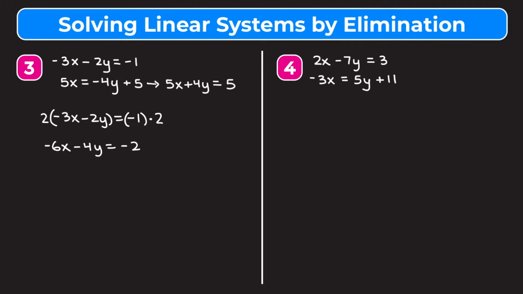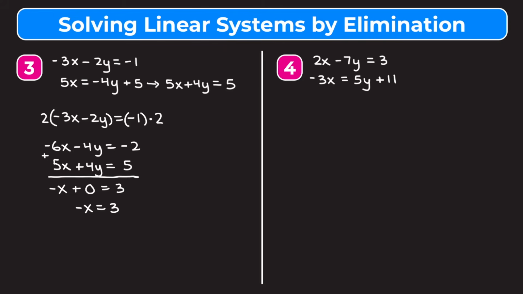And now I'm going to write our second equation under it. So 5x plus 4y is equal to 5. And now I'm going to eliminate by adding down. So negative 6x plus 5x is going to give me a negative x. Negative 4y plus 4y is just 0, so negative x plus 0. And negative 2 plus 5 is going to give me a positive 3. So I have negative x is equal to 3.